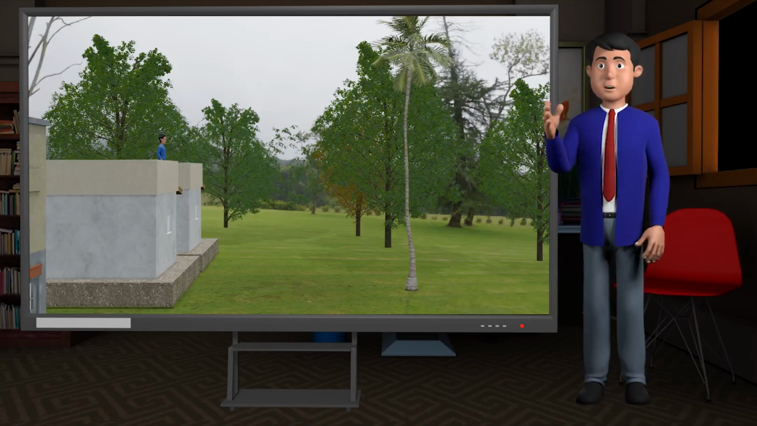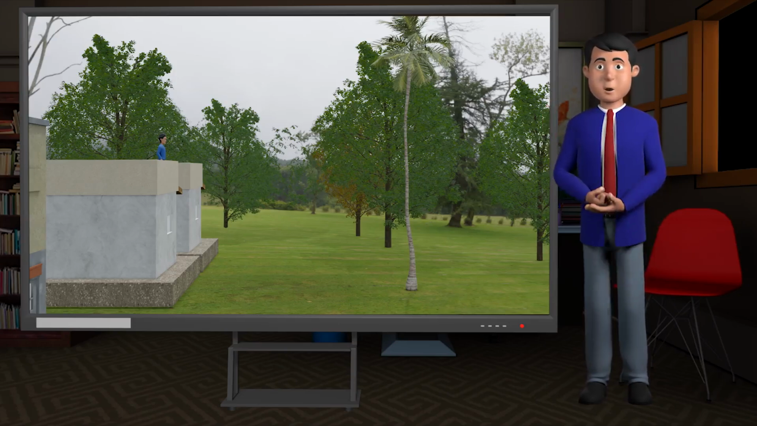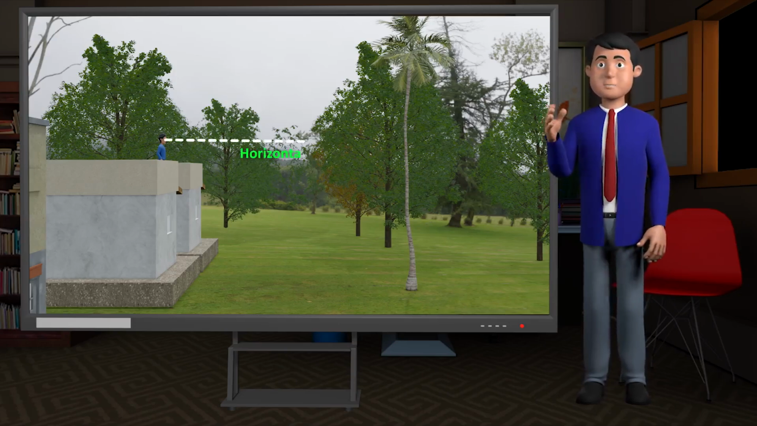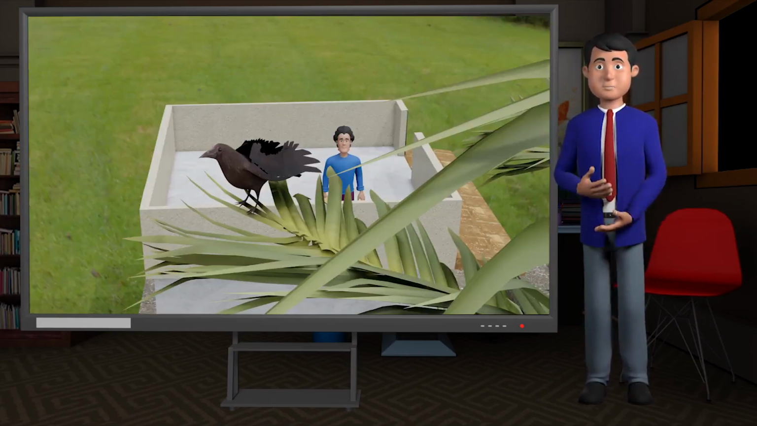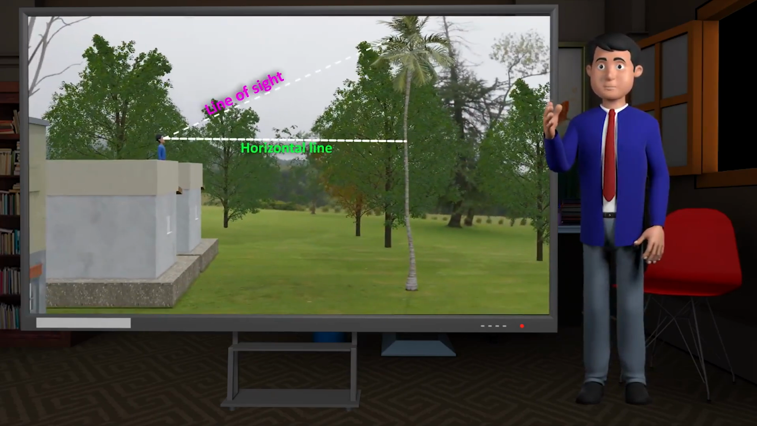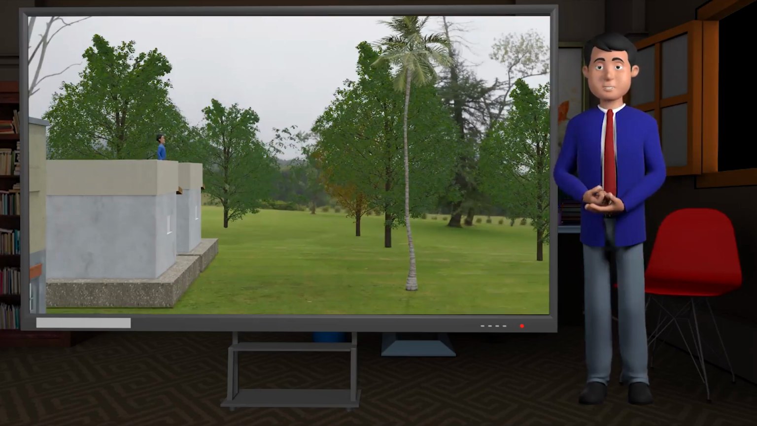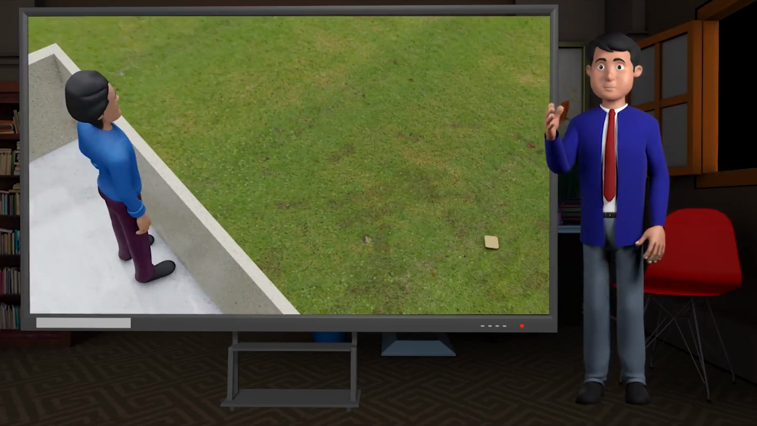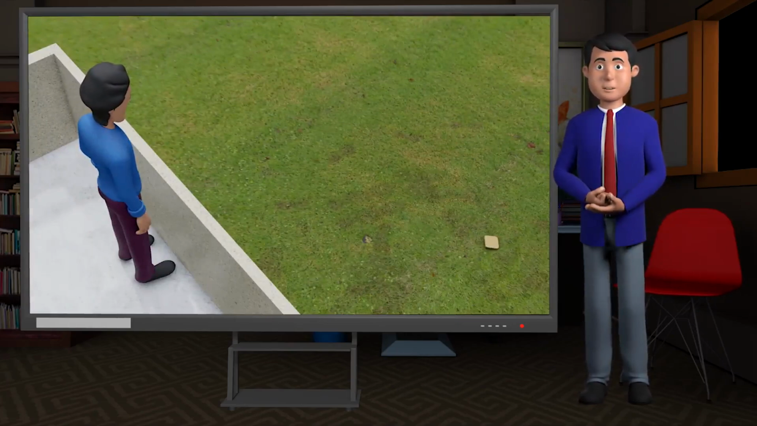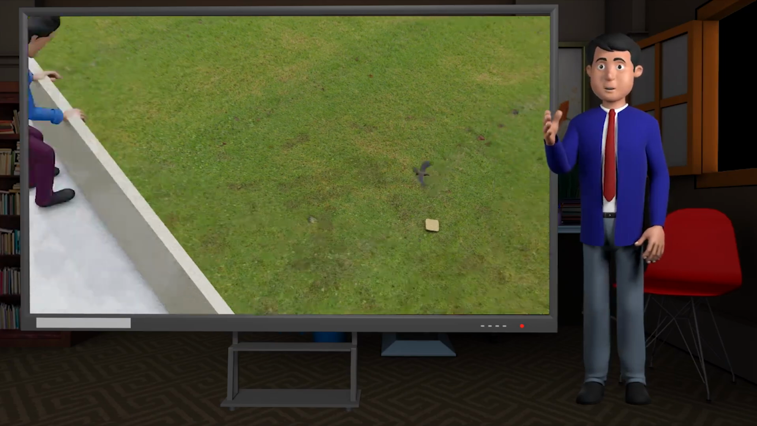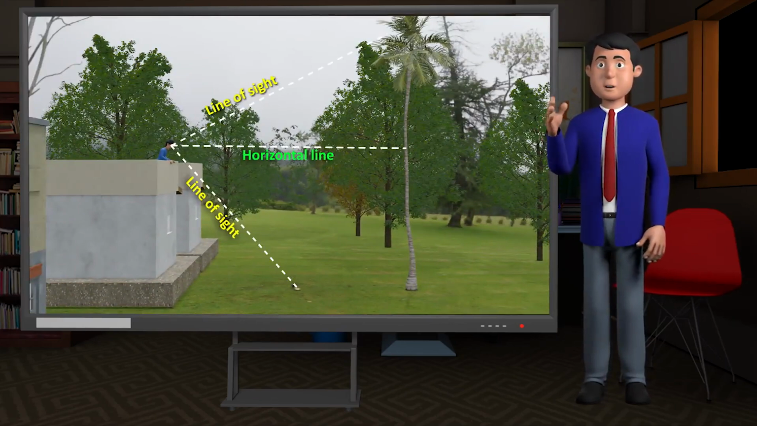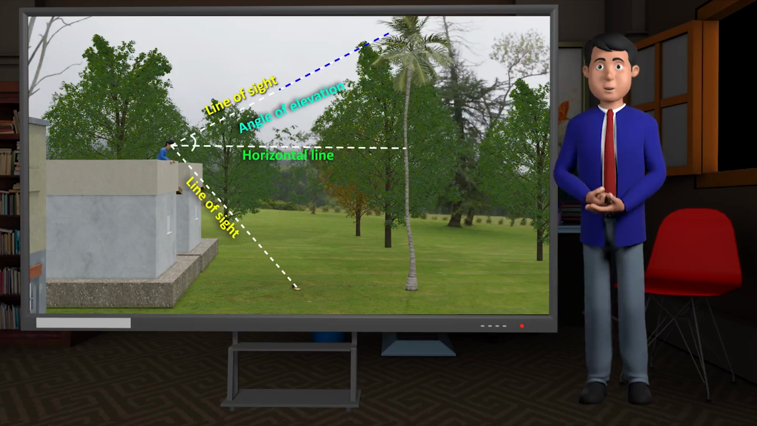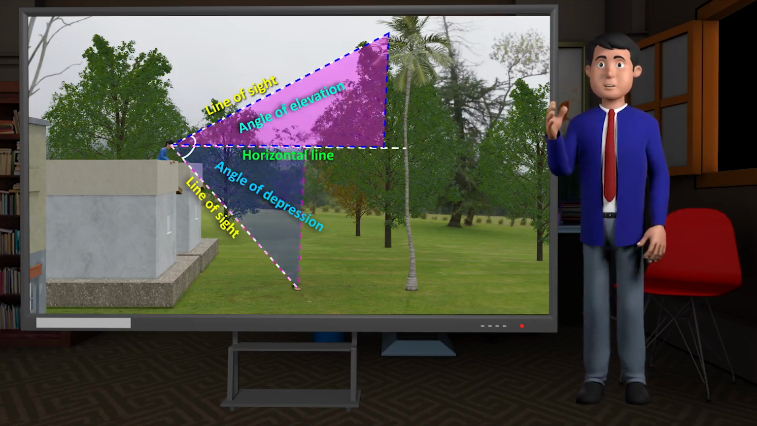Let us consider an example. The observer is on the roof of the building and a crow is on a tree. The horizontal line is formed parallel to the Earth's surface and it is drawn from the observer point. Now the observer raises the head to look at the crow, which leads to the formation of the line of sight. Now the observer offers a piece of bread to the crow by throwing it on the ground. Here the observer lowers his head to look at the crow. We can observe that the line of sight is formed below the horizontal line. Finally, the formation of the line of sight above and below the horizontal line leads to the angle of elevation and angle of depression.